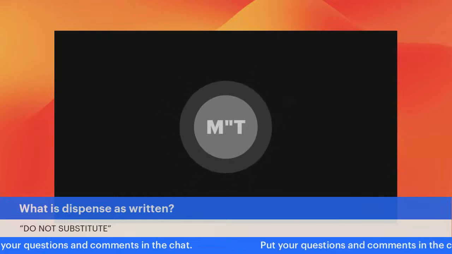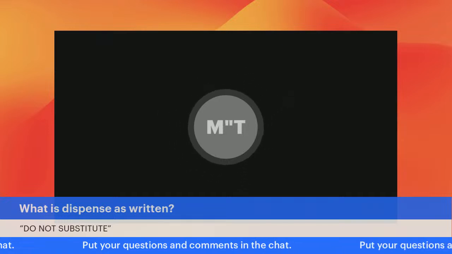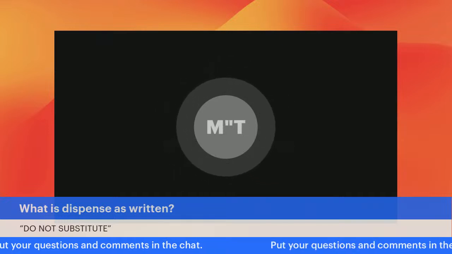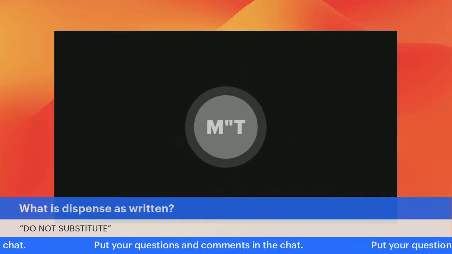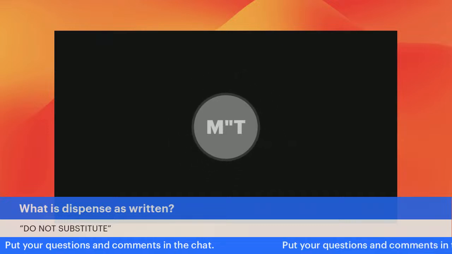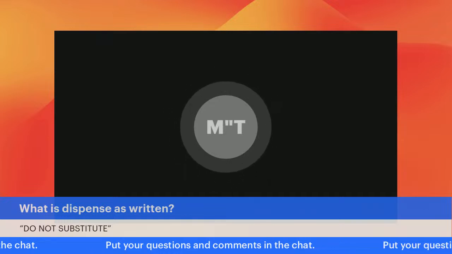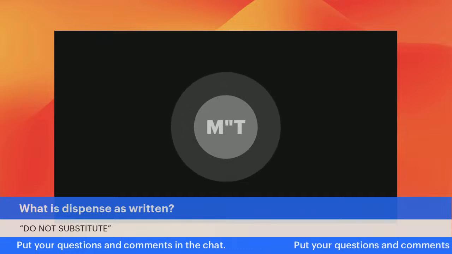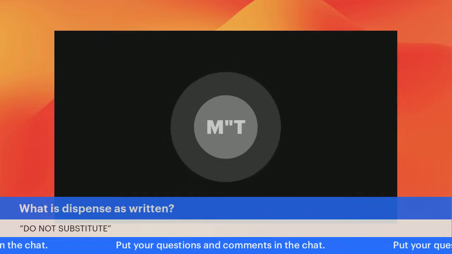What I want to make sure everyone understands, do not substitute means... Hi, Juliet. And I want to make sure everyone understands this. Do not substitute or dispense as written means we don't want any generics, right? Matt Dodge, my friend Matt Dodge, who's on here with us this evening, he is a pharmacy guru. So what happens is do not substitute.